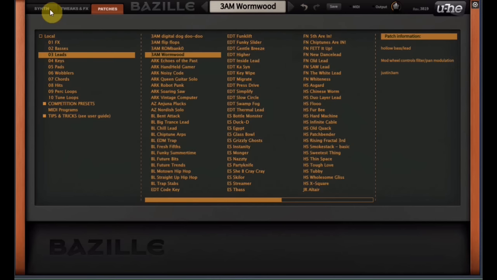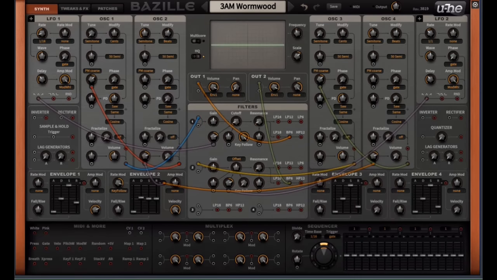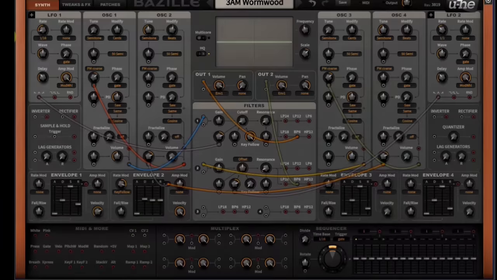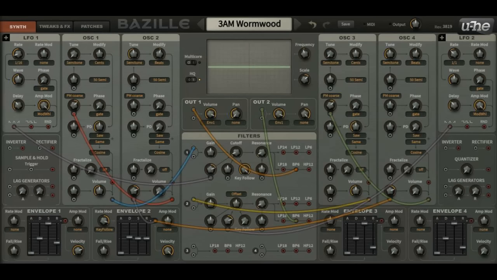Today's batch is 3 AM Warmwood, one of the leads. I switch multi-core on and HQ off to avoid underruns and to get a nice sound with my screen recording software. Let's listen to the preset first before we go into the details.